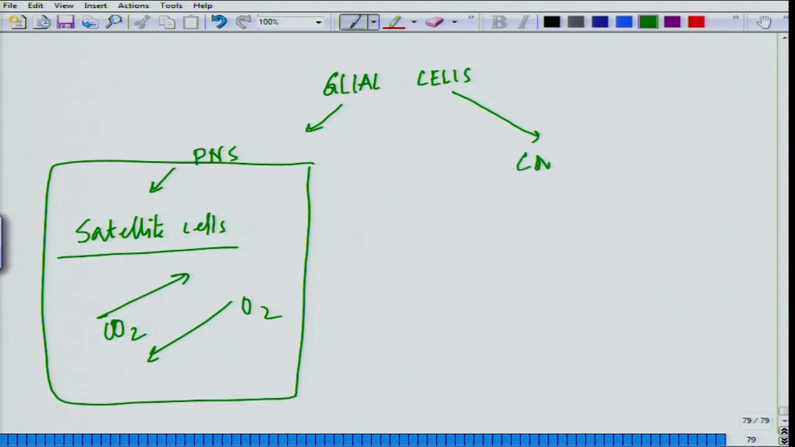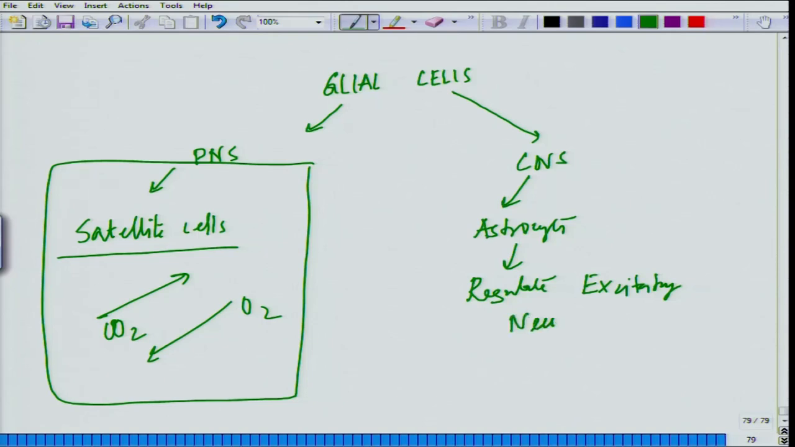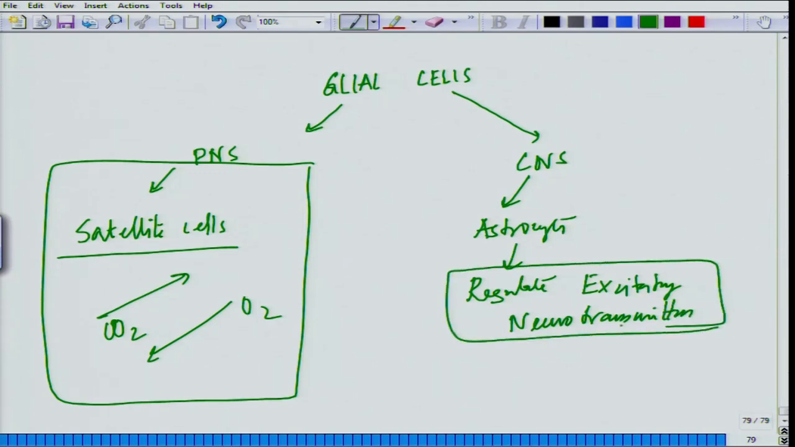Then within the central nervous system, you have the astrocytes. Astrocytes have a wide role to play, and as more and more research is coming up, we are realizing they regulate excitatory neurotransmitters like glutamate, and we will come to that. We will come to the transmitter classification and all those things. They regulate excitatory neurotransmitters. Let me tell you what exactly that means.